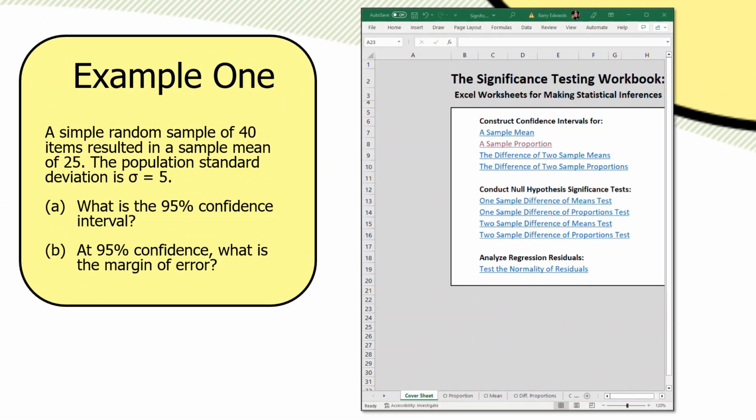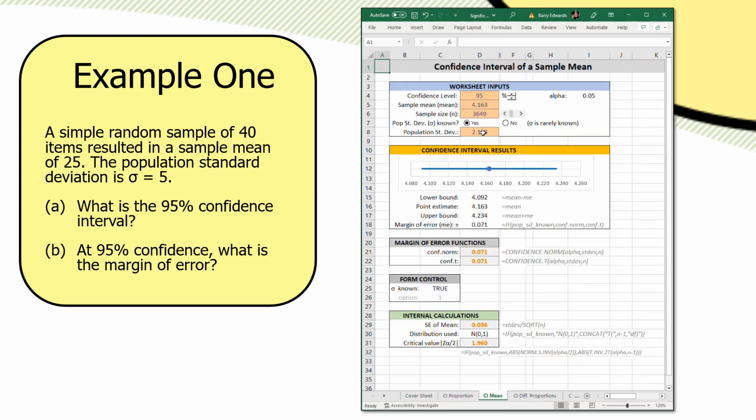All right, now we're doing a confidence interval of a sample mean problem. So I'm going to click over in the workbook to the confidence interval for a sample mean worksheet. And this example says that a simple random sample of 40 items resulted in a sample mean of 25. The population standard deviation is 5. A, what is the 95% confidence interval? And part B, at 95% confidence, what is the margin of error?